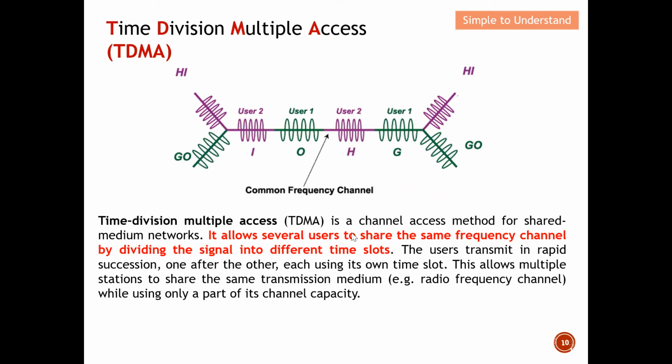Time division multiple access is a channel access method for sharing a medium network. Okay, so this is a keyword. It allows several users to share the same frequency channel by dividing the signal into different time slots. The users transmit in rapid succession, one after the other, each using its own time slot. This allows multiple stations to share the same transmission medium, for example the radio frequency channel, while using only a part of its channel capacity.